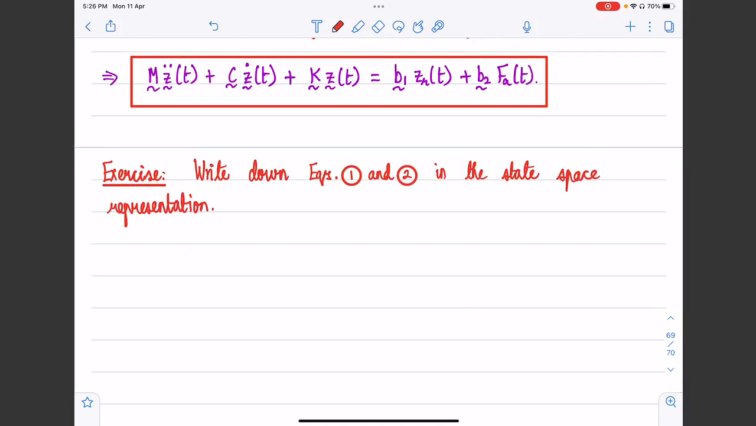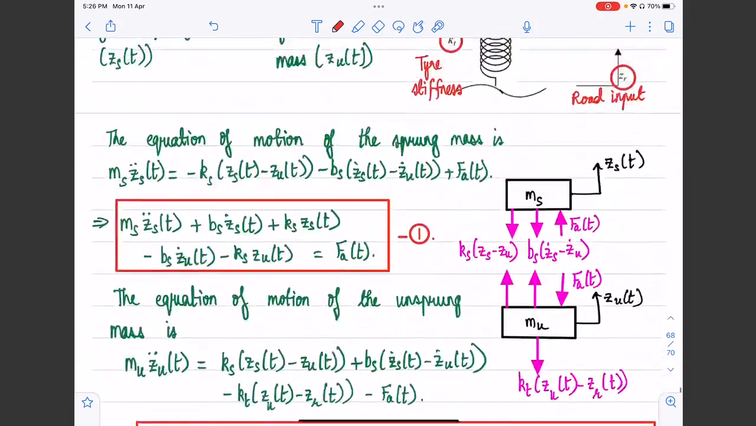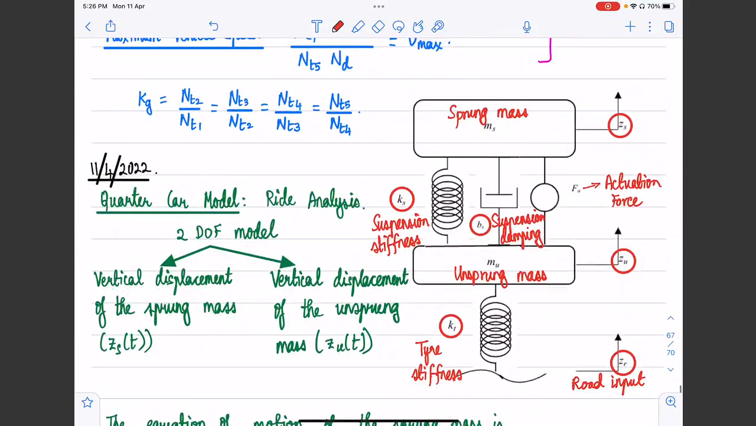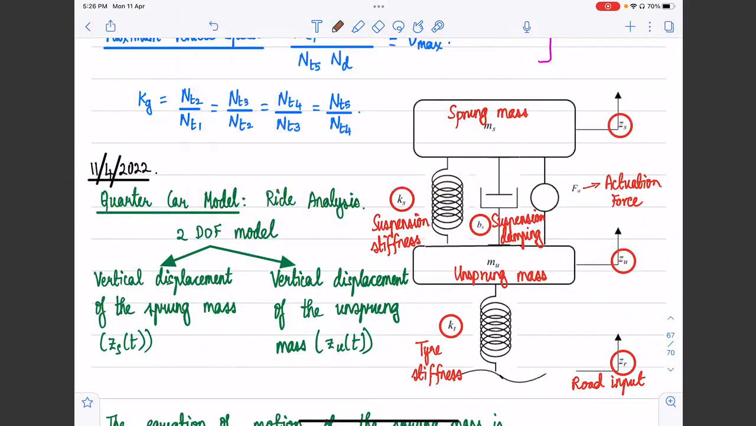In this quarter car model, sir, can you just quickly run through how the forces are getting applied? Just let's say, for example, for visualization, let us say this mass ms is getting pulled up in this direction, just for the sake of argument. Without loss of generality, it can go down or go up, it doesn't matter, right?